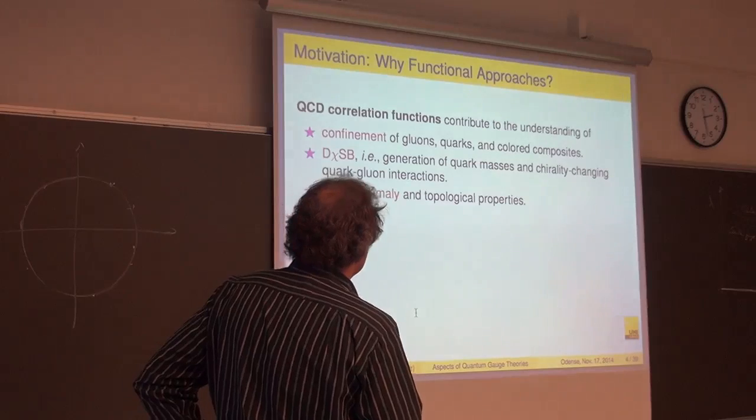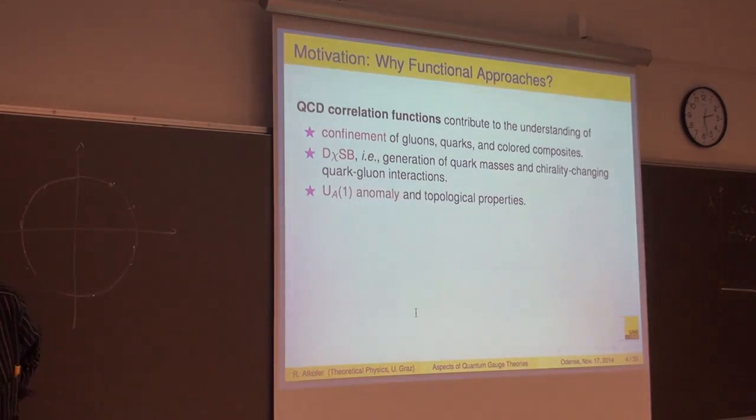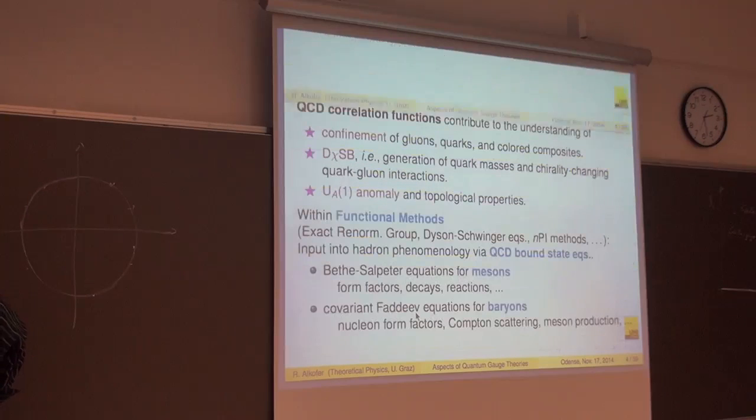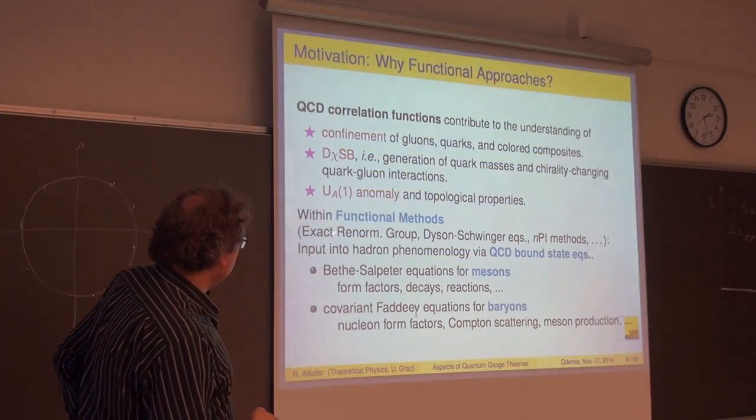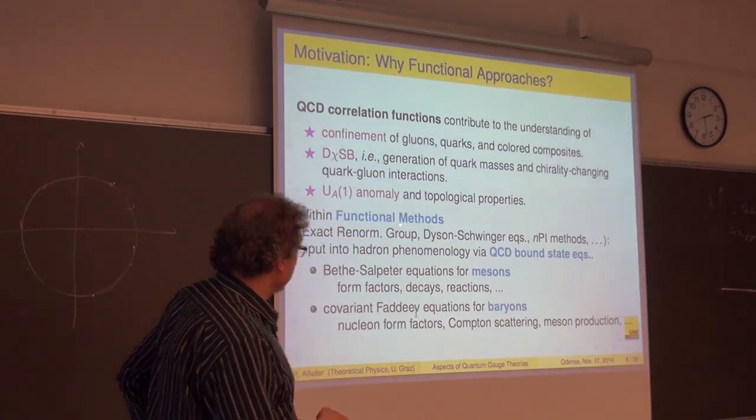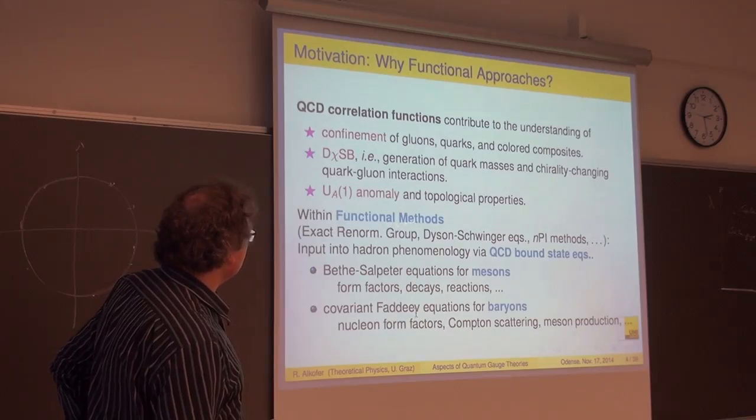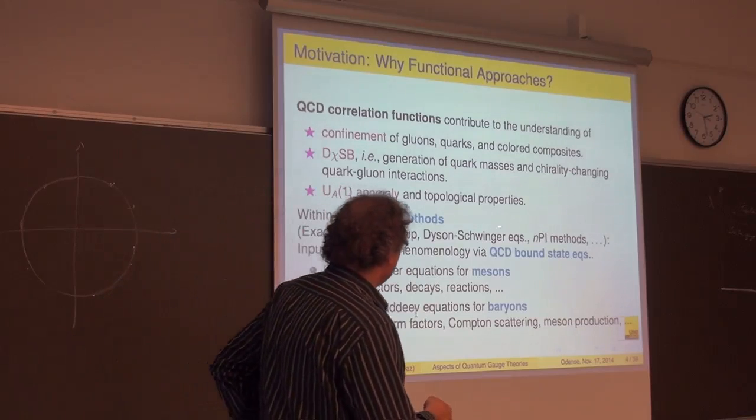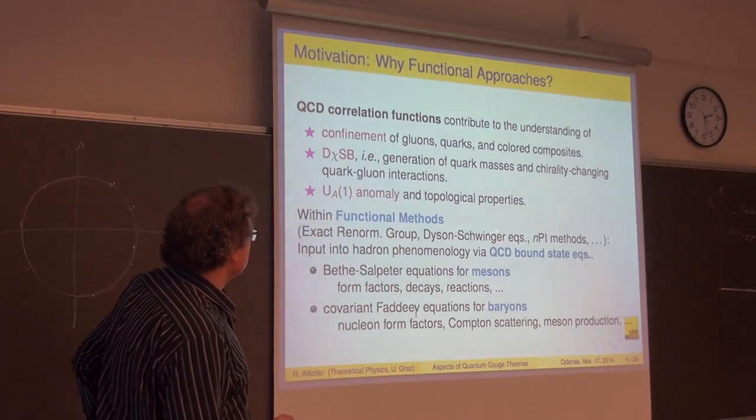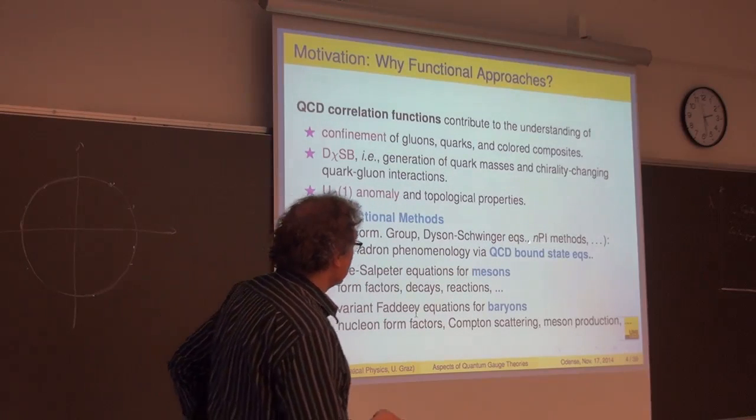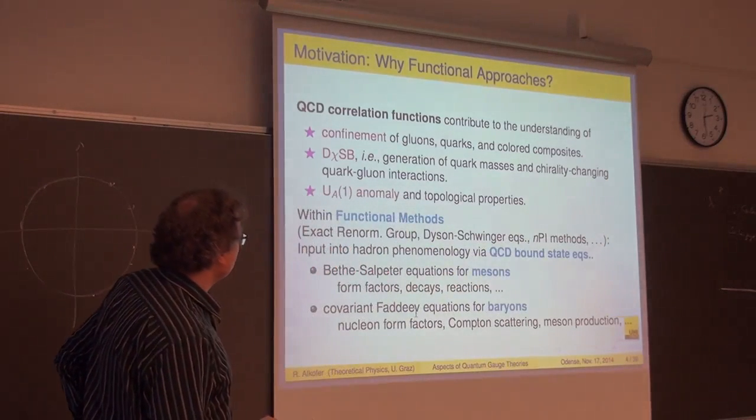And you also would like to understand the anomaly and topological properties. On this topic I will not say much today, mainly for time reasons. The methods employed in recent years are very much the functional renormalization group, mostly in the form of the equation derived by Wetterich, the Wetterich equation. But we also quite often use the old-fashioned Dyson-Schwinger equations, which are by now 60 years old. We mix this with so-called n-particle irreducible methods in order to respect some symmetries we would like to keep.